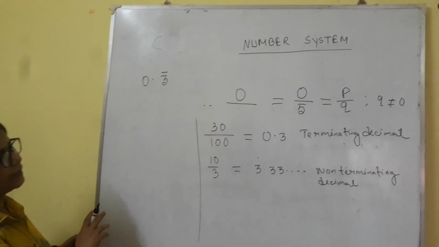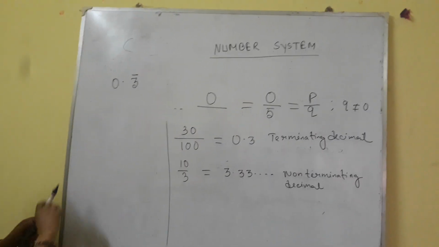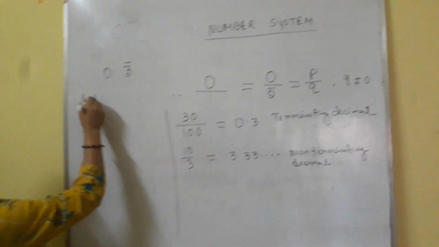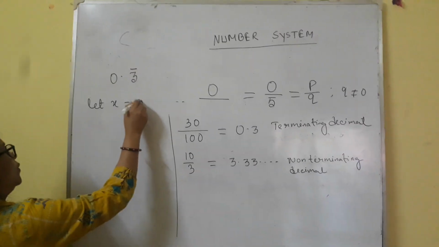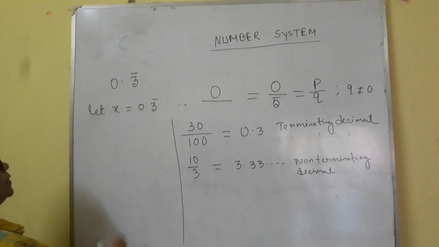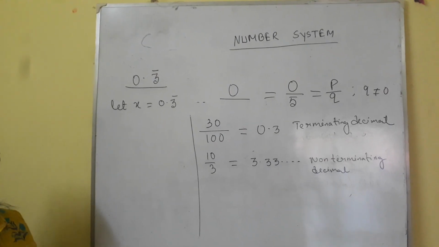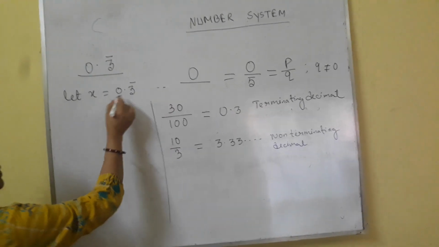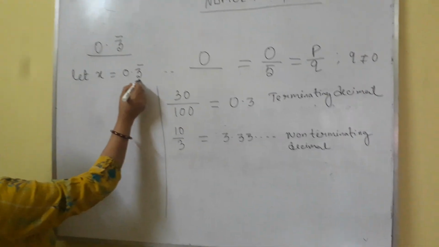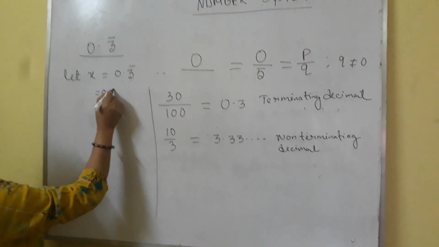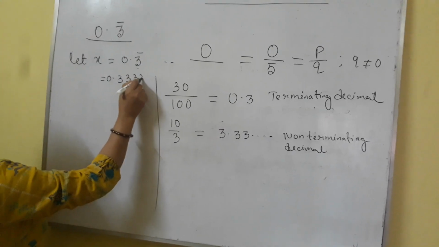Now, if I ask you how we can express it in the form of p by q, I am showing you that one. Suppose let x equal 0.3 bar. We consider the given number as x. Now what does this mean? This means 0.3333, it is continuing.